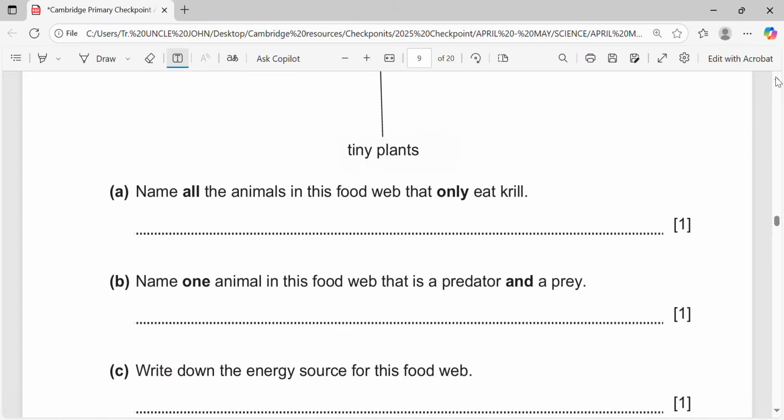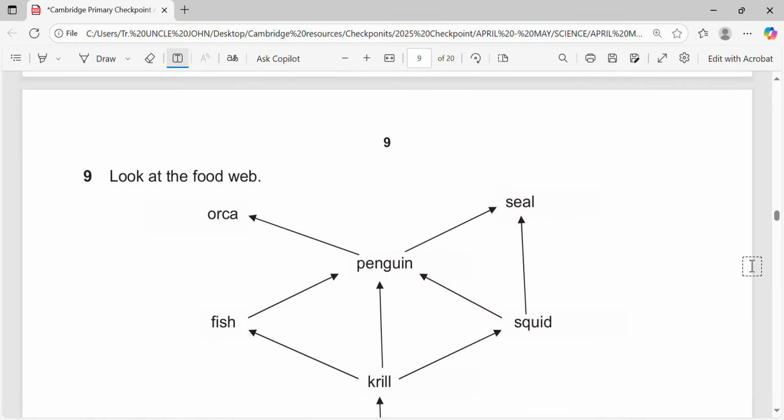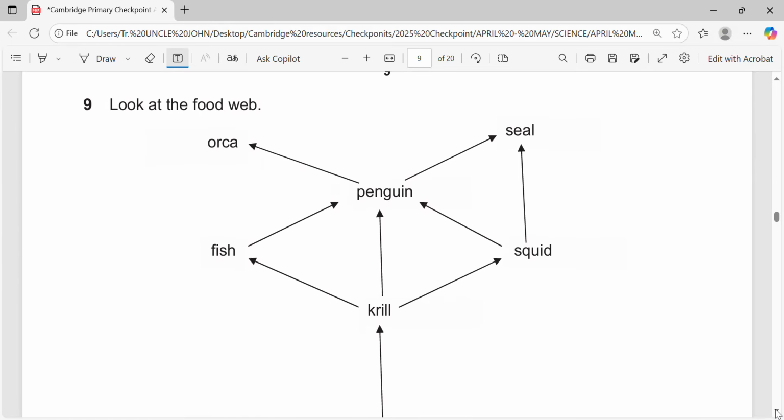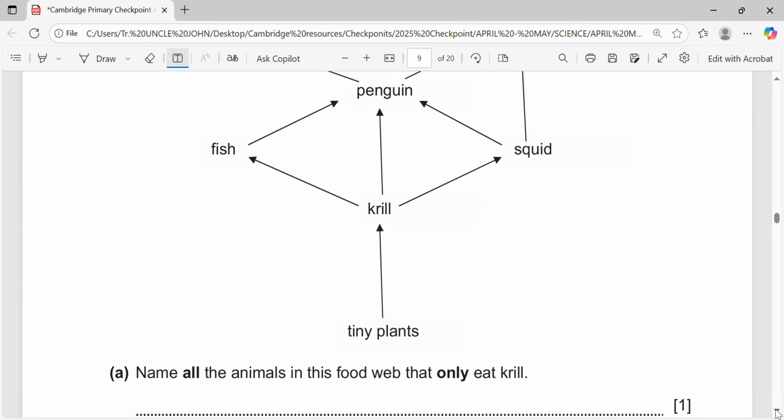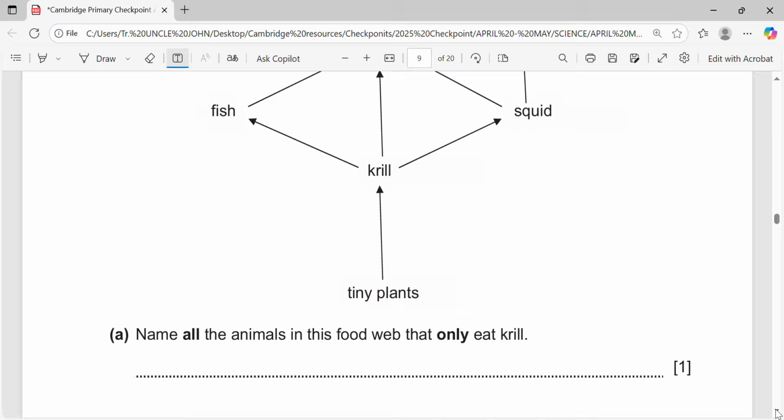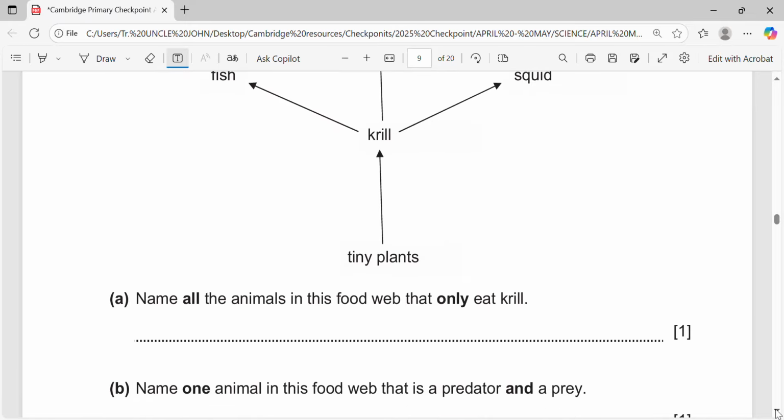They only eat the krill. There is fish and squid. We have fish and squid.